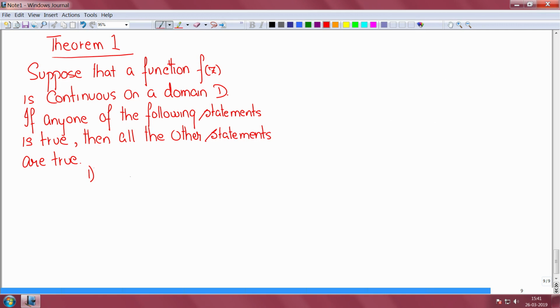Okay. So, what are these statements? These statements are: f of z has an antiderivative in D. f of z has an antiderivative in D, that is one statement.